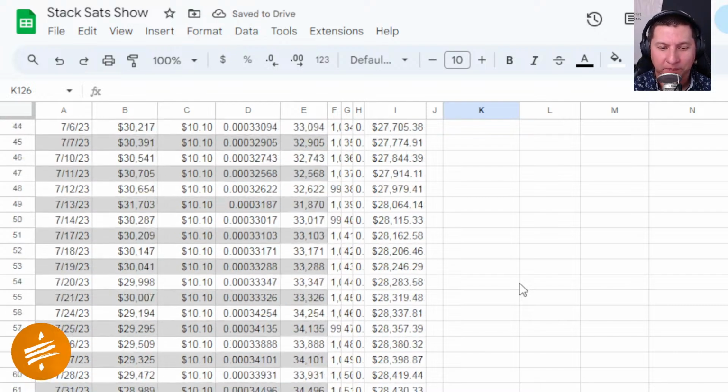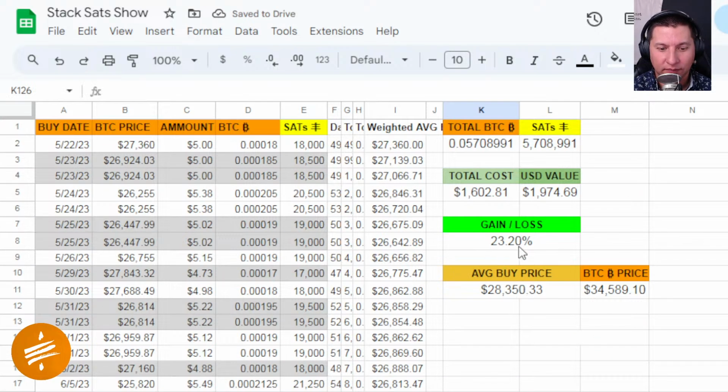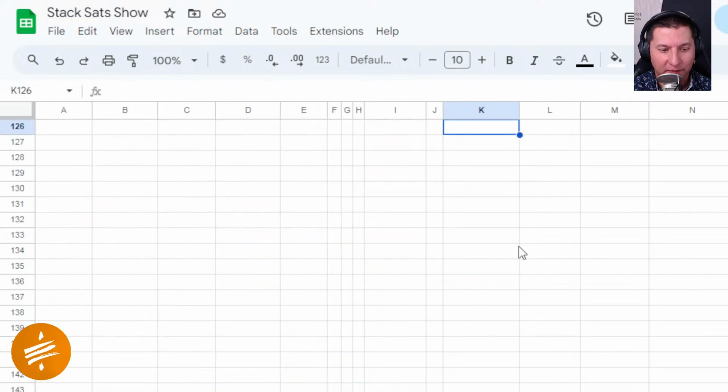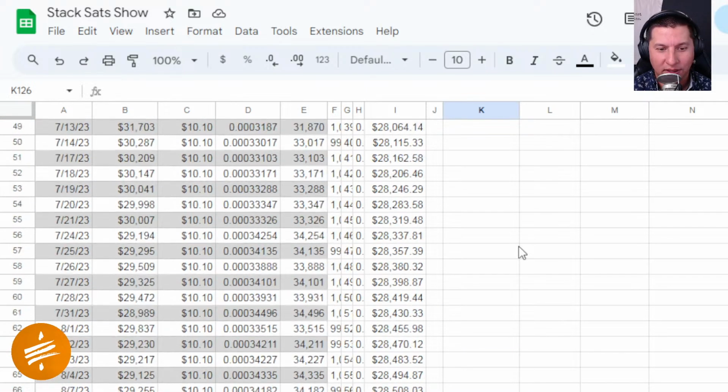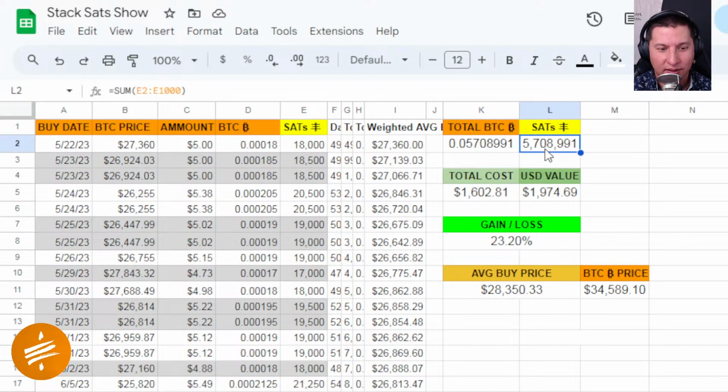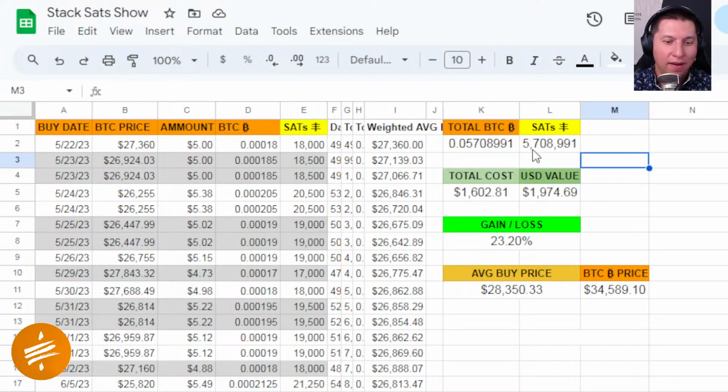Let's see. Yep. Slow and steady, 123. Slow and steady wins the race. Yep. There it is. Just like that. 5.7 million Satoshis.